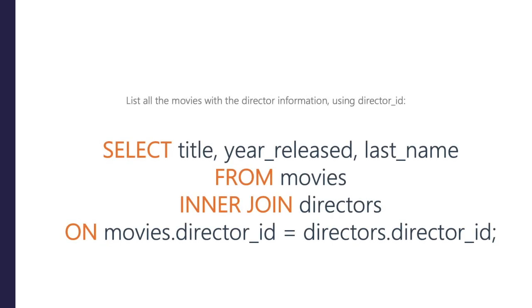To do this, we're going to use the select. We're going to get back the title, year released, and last name from movies. But as we know, last name is in the directors table, not the movies table. So to get back the last name information, we need to make sure that we join directors into our movies table by using the keyword inner join. We then use the keyword on to define our conditional. And our conditional is when the movie's director ID equals the director's ID, then we need to join that information into our movies row.